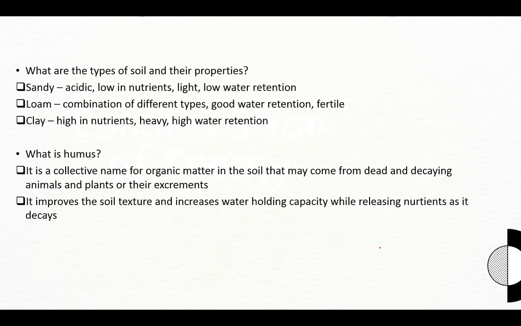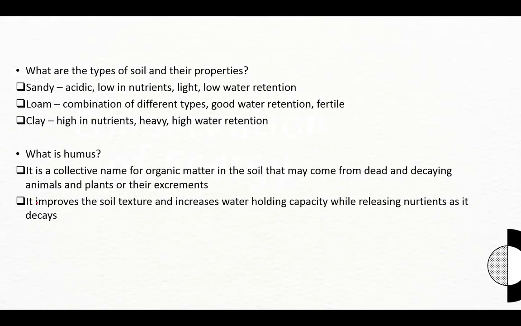That especially in an area that isn't well drained. Then what is humus, or some people say humus, so whichever way you prefer to say it, right? It's a collective name for any organic matter in the soil that may come from dead and decaying animals or plants and even their excrement. So any feces or whatever animal droppings. This is collectively part of what makes up humus.